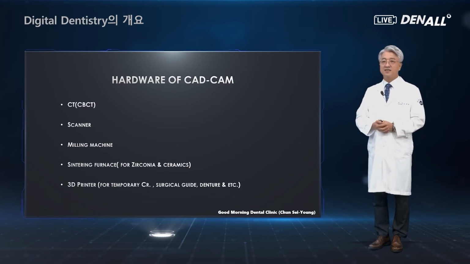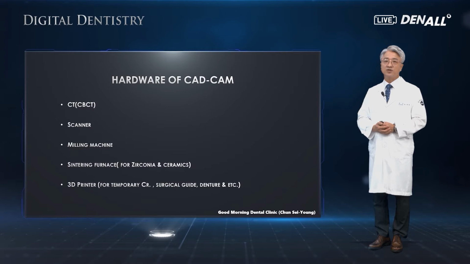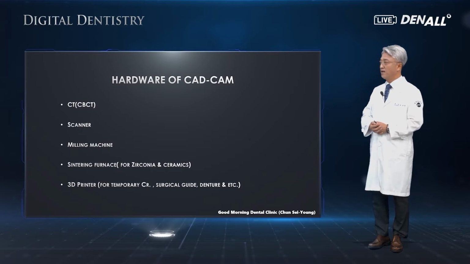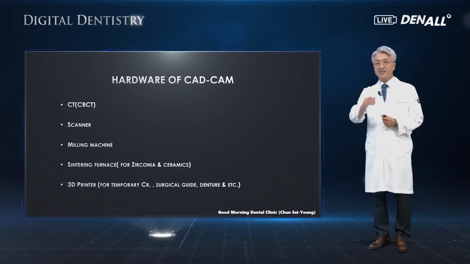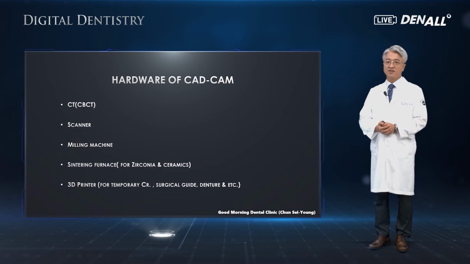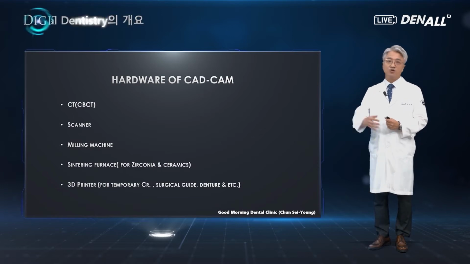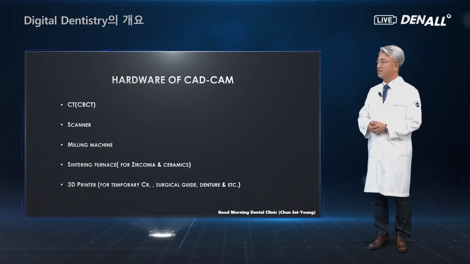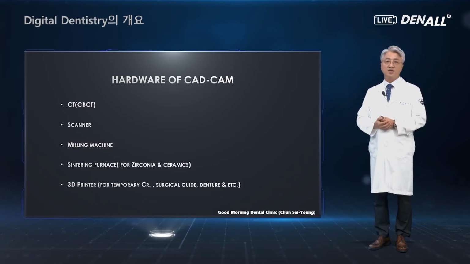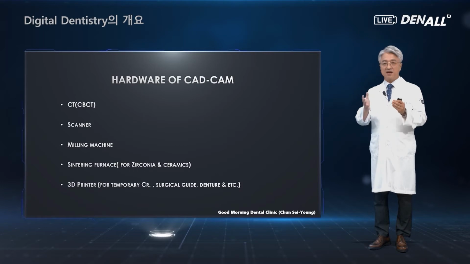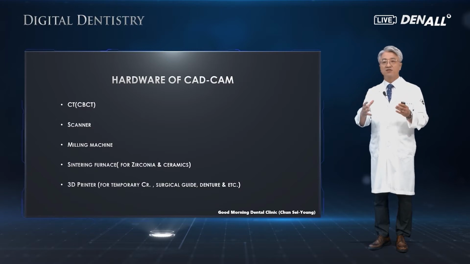Compared to the impression-taking approach in the past, the 3D data can be acquired immediately using the scanner, and many people show interest in them. Prosthesis used to be made by hand. Now a milling machine is used to fabricate the prosthesis. To increase the strength, materials like zirconia or ceramic are colored. Curing is done with a furnace.